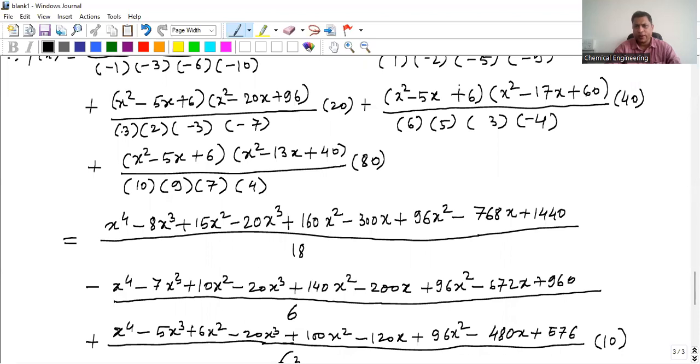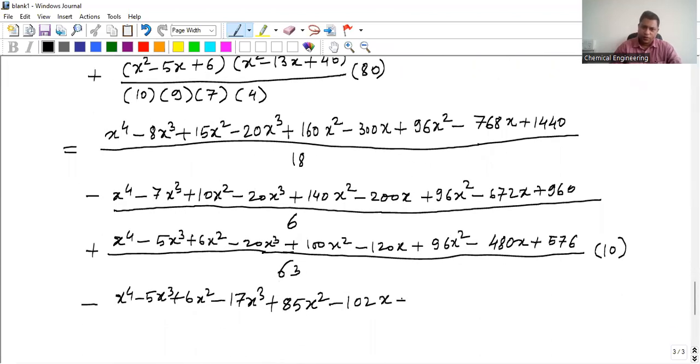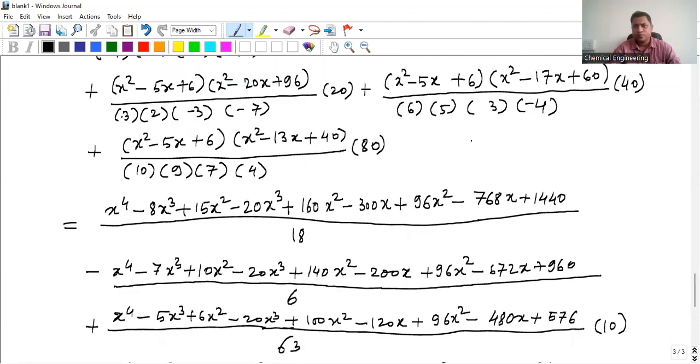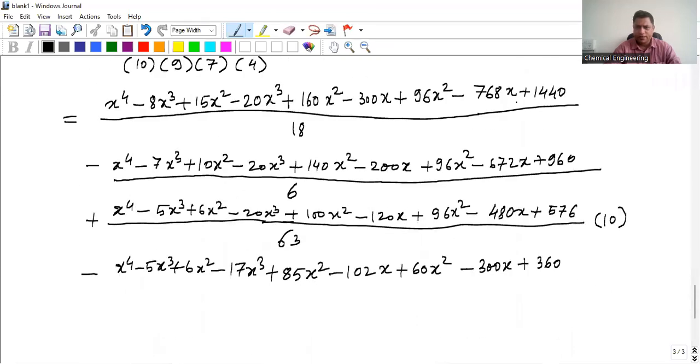Now we have to think of this 60x square. You can have plus 60x square minus 300x and plus. So this will be 60 into 5x, so it is minus 300x, and 60 into 6, so it is going to be 360. Now here we have 40. Can we cancel this 40 and have 9 as a denominator?